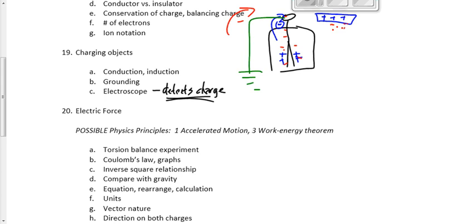Then if you cut the ground wire, these leaves are permanently negatively charged now, right? So the leaves are going to stay spread apart. At least not forever, right? Eventually they'll discharge electrons into the air. Okay, but at least for the time being, they're going to stay spread apart, even if we take this object away. All right, good.